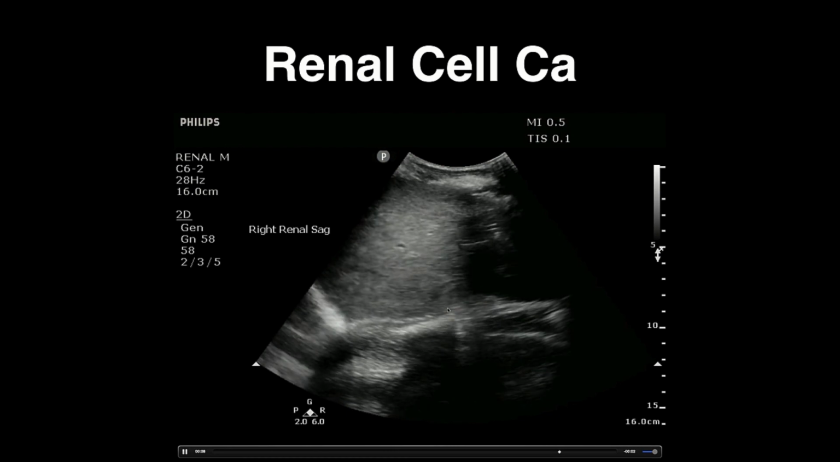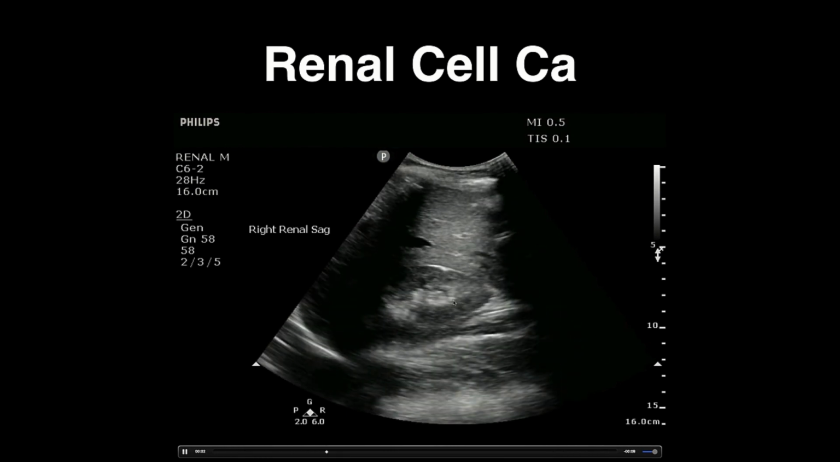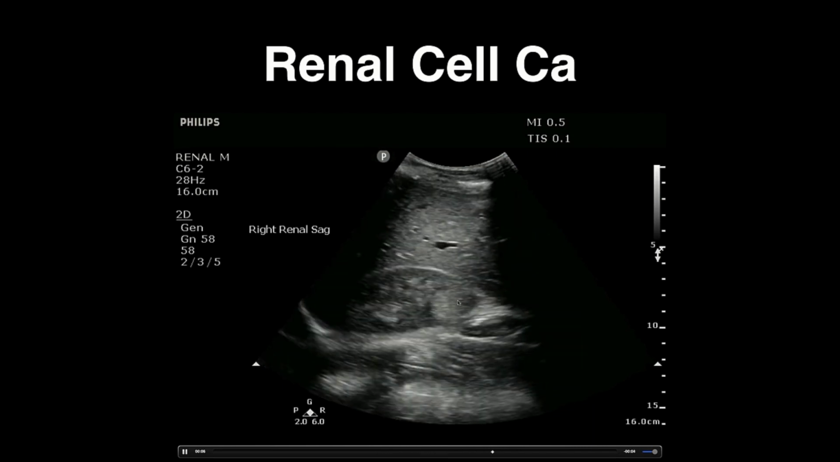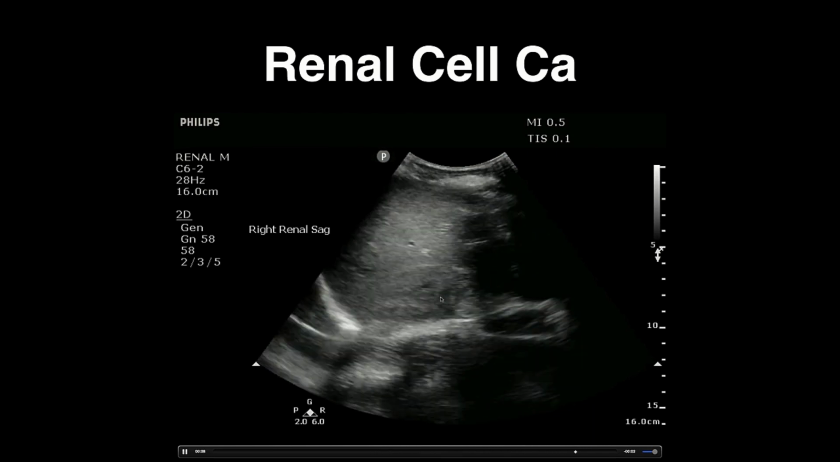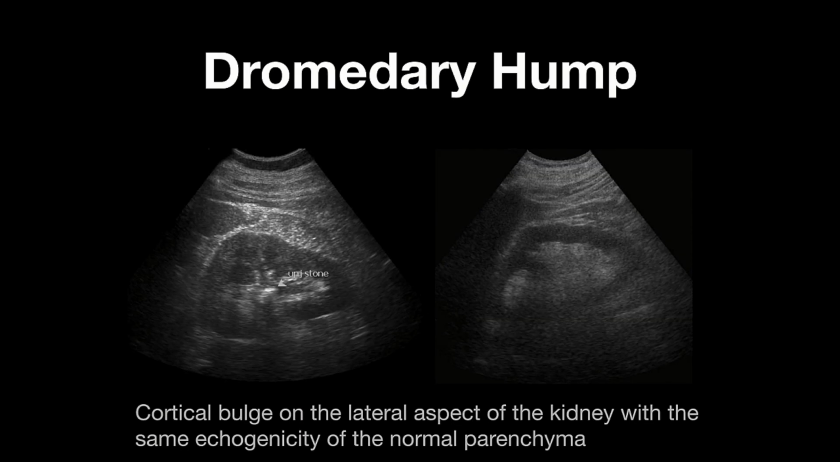This is a patient who came in with flank pain, hematuria. By the inferior pole there's this rounded echogenic mass. The parenchyma should normally have a nice homogeneous appearance. There's this mass right there. This ultimately was diagnosed as renal cell carcinoma. Patients may also have things like dromedary humps, more common on the left side, that could simulate a mass. Things to be aware of.